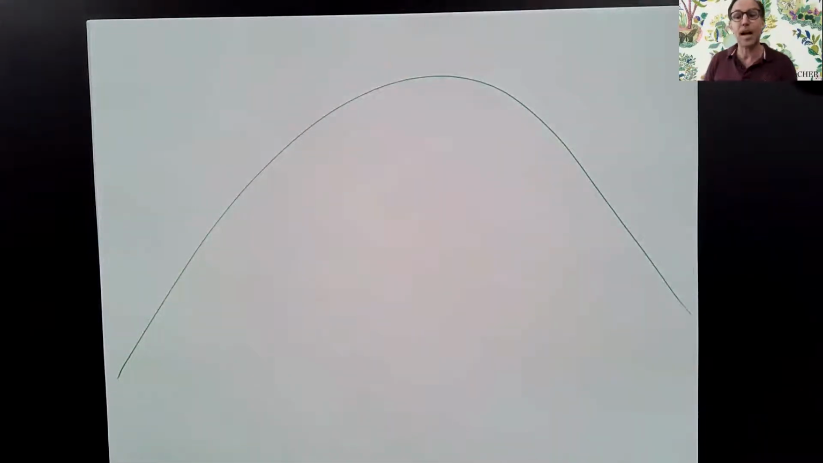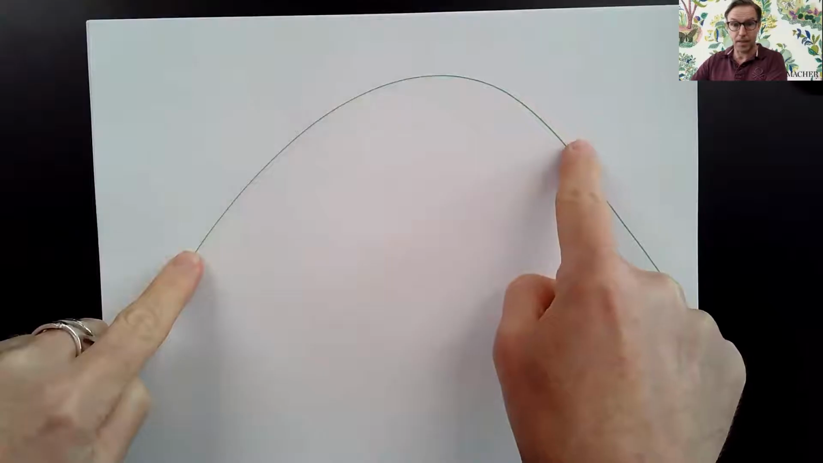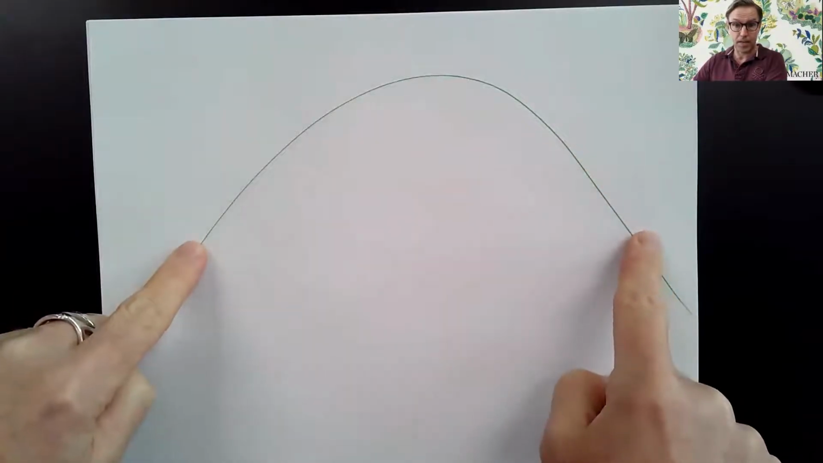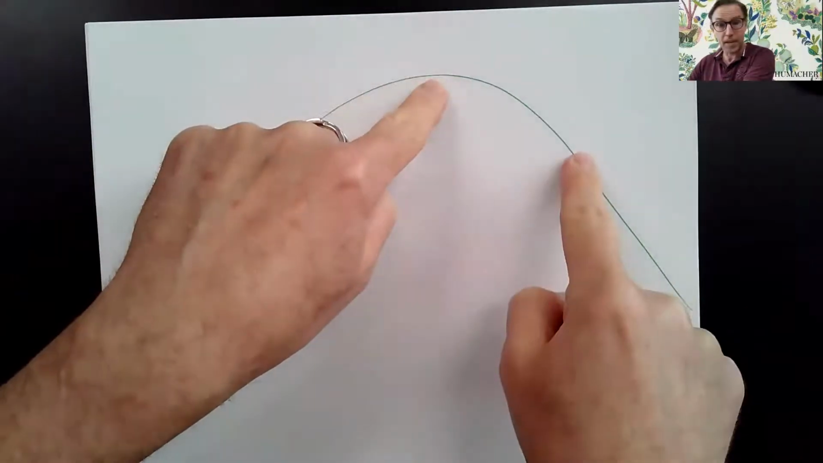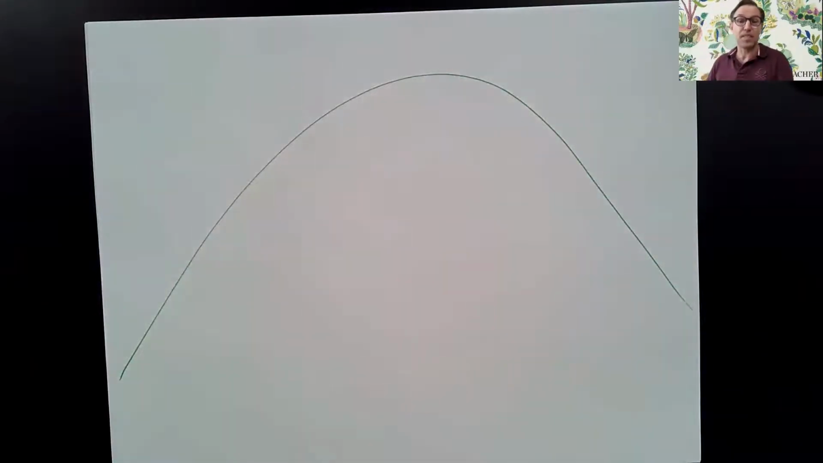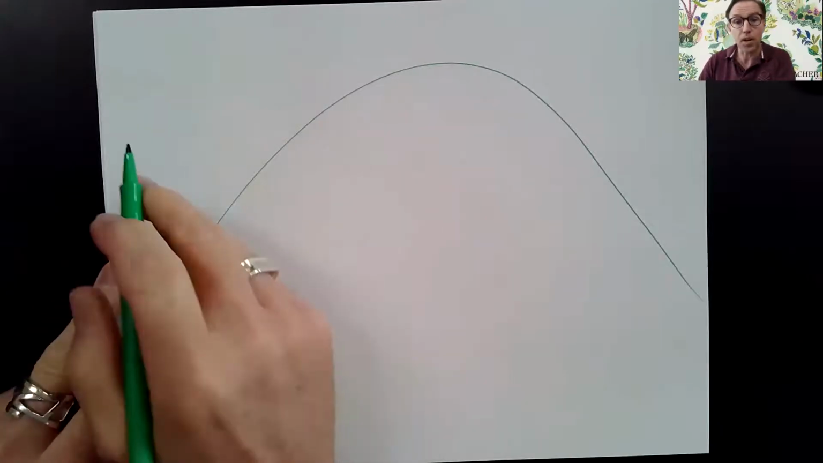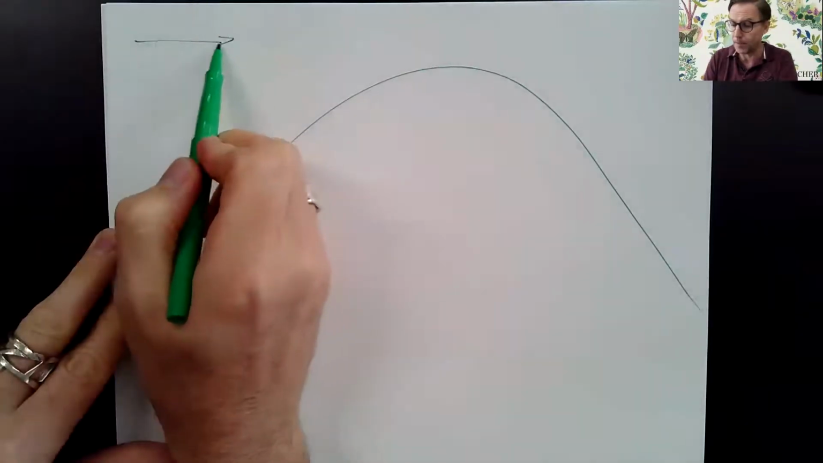What you want to do is identify where on the parabola the projectile begins and where on the parabola the projectile ends. It could start here and end here. It could start here and end down here. Lots of different possibilities. Regardless, the horizontal description of the motion is always placed here on the left.